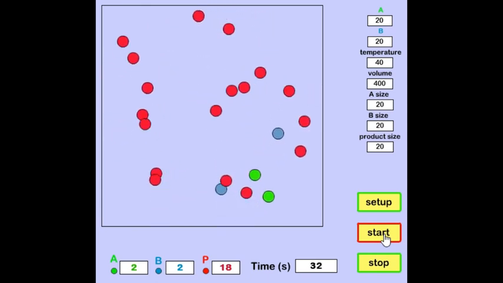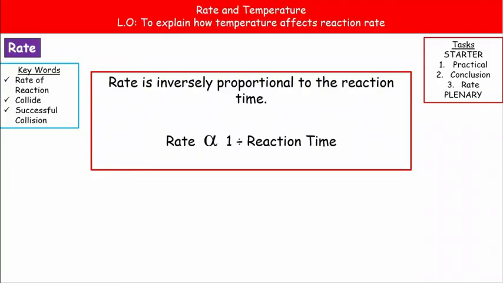So this has taken half the time of our other one. When it comes to talking about rate of reaction, we can say that rate is inversely proportional to the reaction time. We represent that mathematically at the bottom there: rate, then the proportional sign, 1 divided by the reaction time. Because it's inversely proportional to the reaction time, rate is proportional to 1 divided by the reaction time. So jot down those 2 points in your books. I'll leave this up for about 30 seconds more.